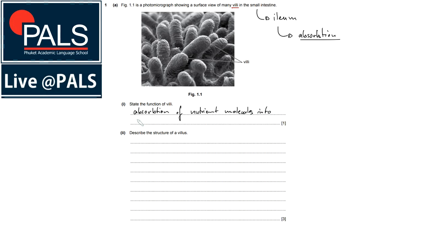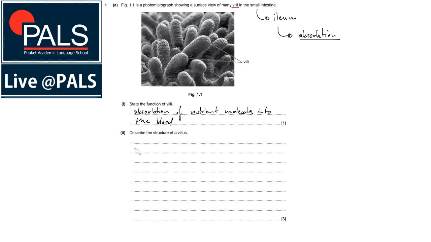into the blood. So the villi have a very rich blood supply as well. Capillaries are very close to the surface of the villi, so that nutrients can very quickly and easily pass into them.